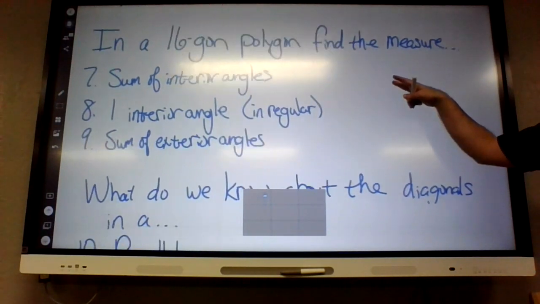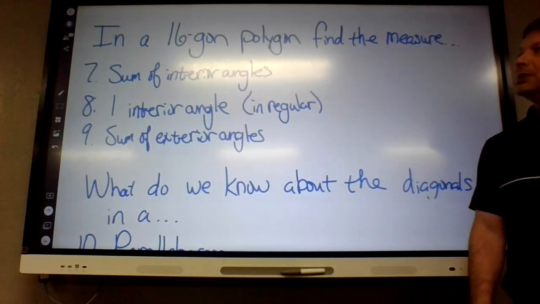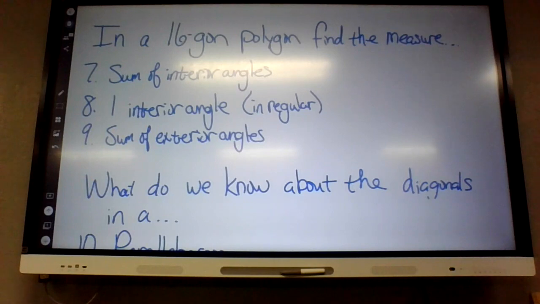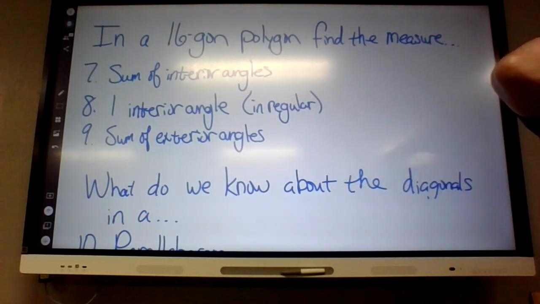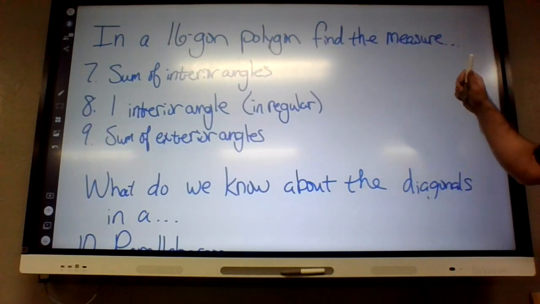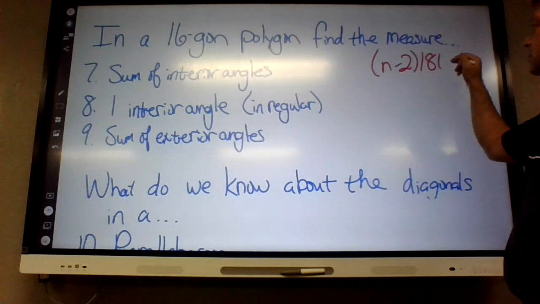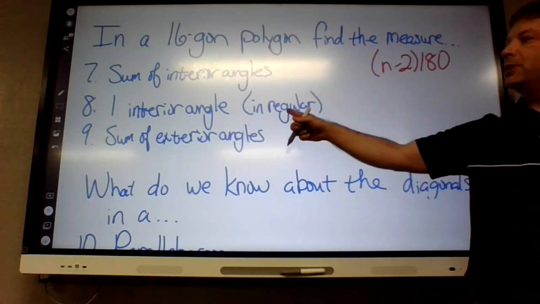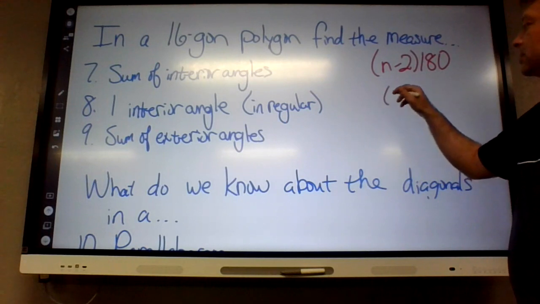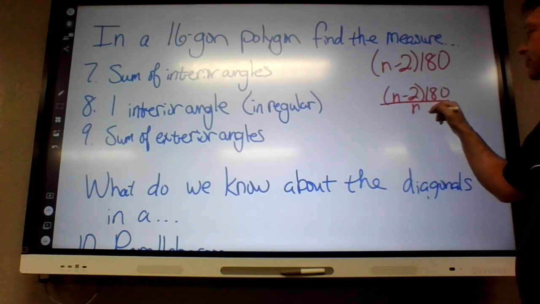Okay. In a 16-gon polygon, 16 sides, find the measure of the sum of the interior angles. Okay, there was a formula for this. You guys remember it? It's the number of sides minus 2, times 180. So you'll need to have that memorized. Okay, how do we find one interior angle? You take your answer from all the angles and divide it by the number of angles, n.